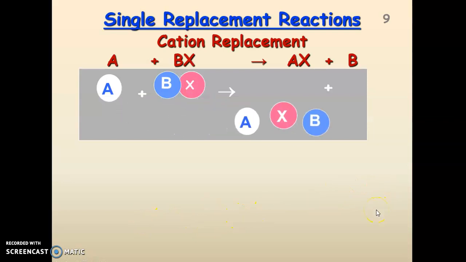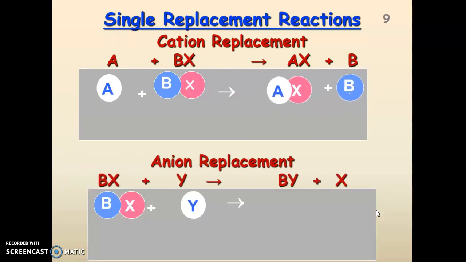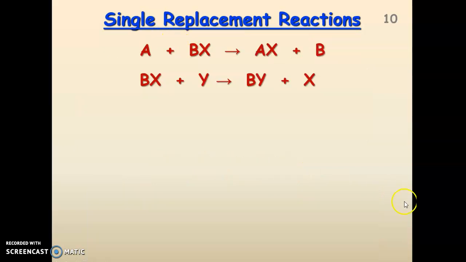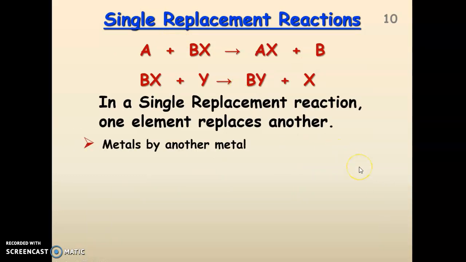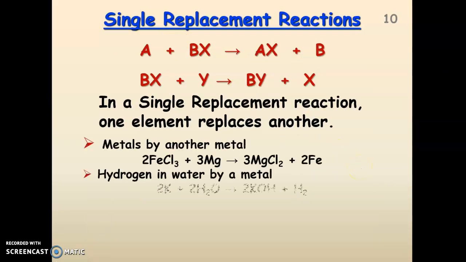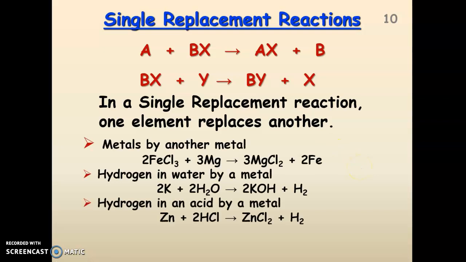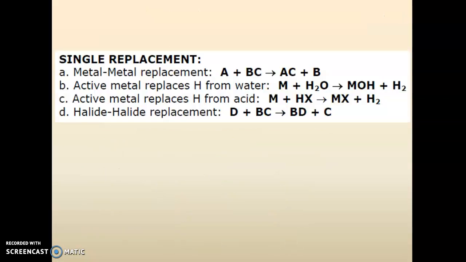Single replacements: two ions switch places with each other. Actually, let me say that again. It's only one ion that switches places with another ion. It can be a cation replacement or an anion replacement. There are a few different ways that single replacements can happen, and that's what we're going to spend most of our time in this video talking about.